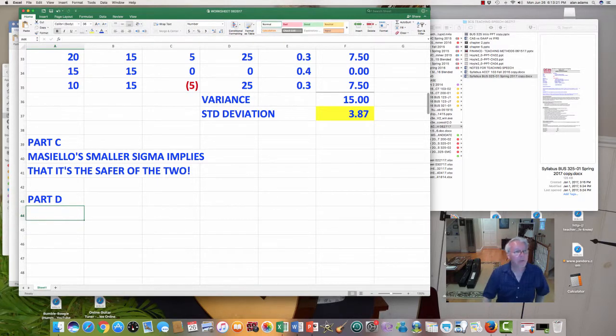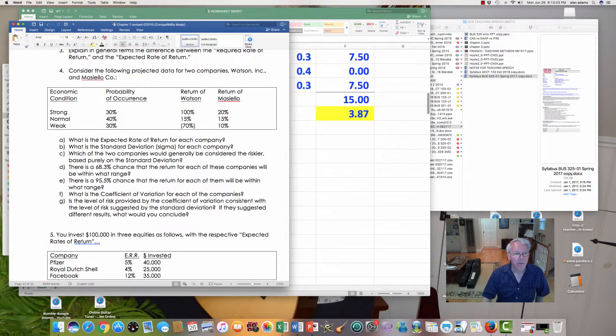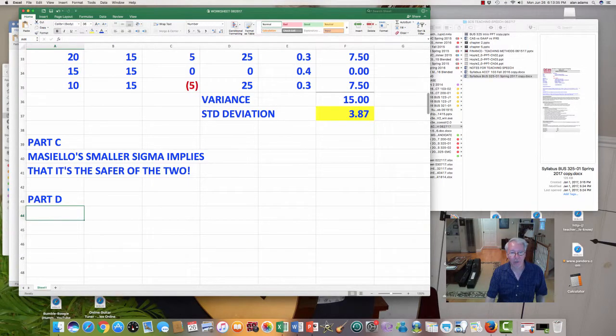Part D says, okay, there's a 68.3% chance, that's our master math rule, that the return for each of these companies will be within what range? Okay, that's an excellent question. What I'm going to do is I'm going to put Watson out here, and I'm going to put Masiello.